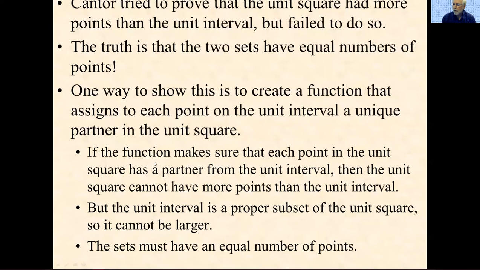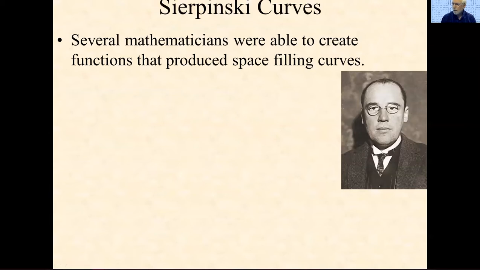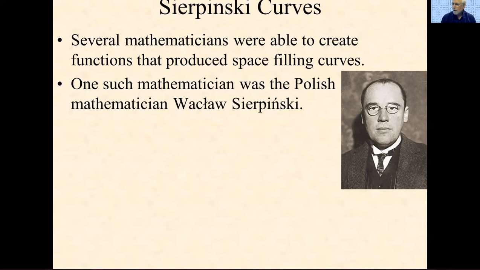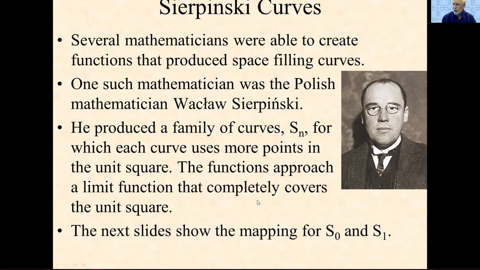Space-filling curves were a way of producing such a function. One such function was attributed to the mathematician Wacław Sierpinski, who was from Poland. He produced a family of curves, a family of functions, which I'm going to call S0, S1, S2 on up forever. Each of these curves uses up more of the points in the unit square. And as these functions approach a limit, which does exist, that limiting function completely covers the unit square. Now, it may hit some points in the unit square actually more than once, but the idea is that the unit interval gets mapped onto the unit square and covers everything. So they have to have the same size.